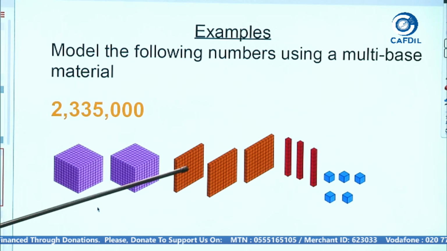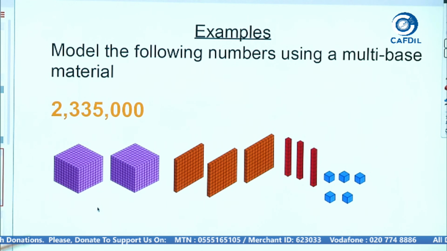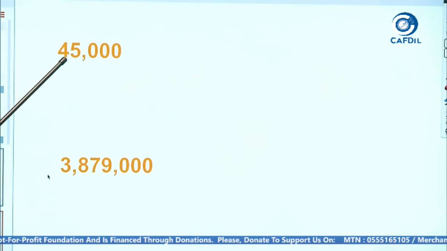300,000. We will need 3 of the flats. What is the units of a flat? We have to model this. We have 45,000. Remember, it's 45,000. So you look at it. 45,000. All right, this is 40,000, the first one. When we expand it, we're going to have 40,000.